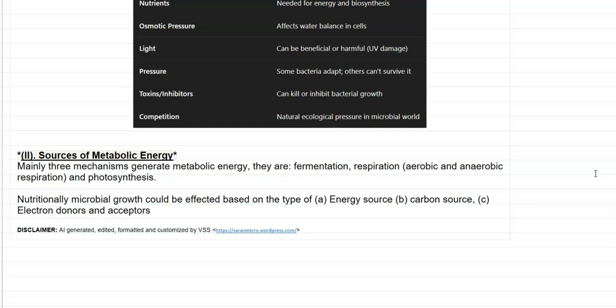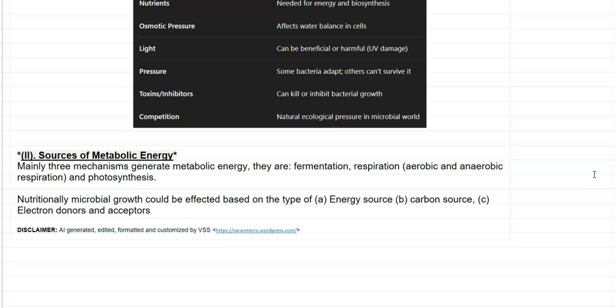Nutritionally, microbial growth could be affected based on three important factors. The first is the energy source. Here, the energy source can be obtained from sunlight. Those organisms are referred to as photosynthetic organisms, whereas if the energy source is obtained from chemical inorganic compounds, they are referred to as chemosynthetic organisms. Then the carbon source refers to how they obtain their carbon. Autotrophs obtain their carbon from atmospheric carbon dioxide, whereas heterotrophs use preformed carbon.